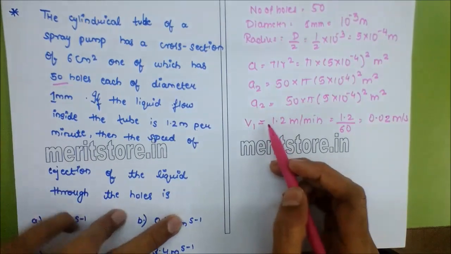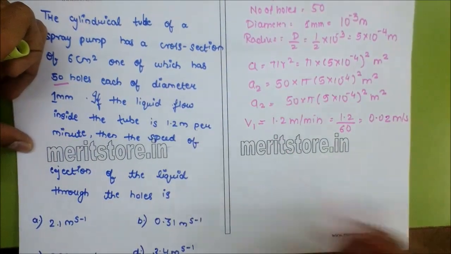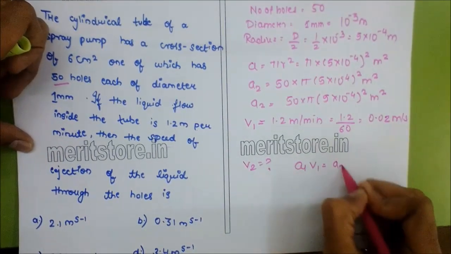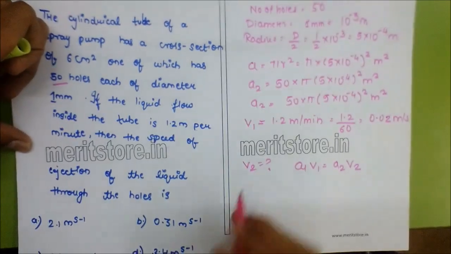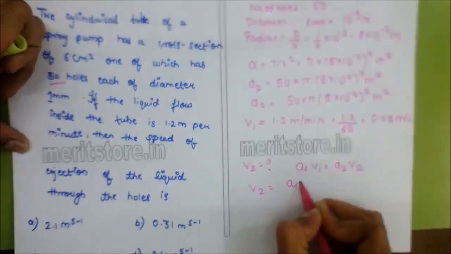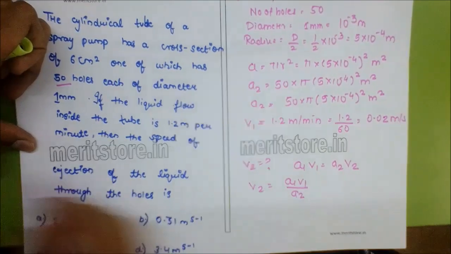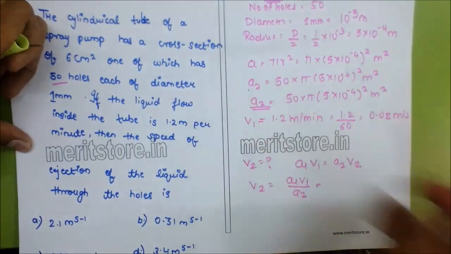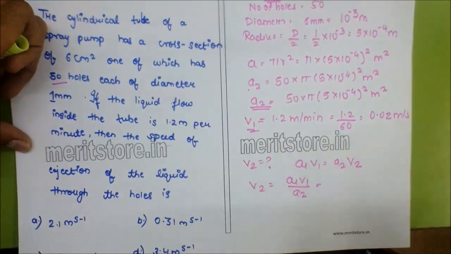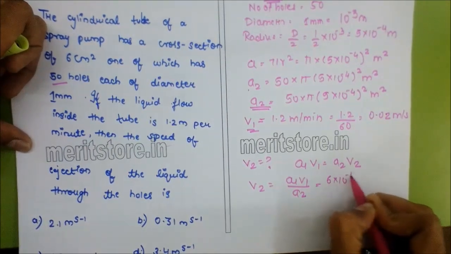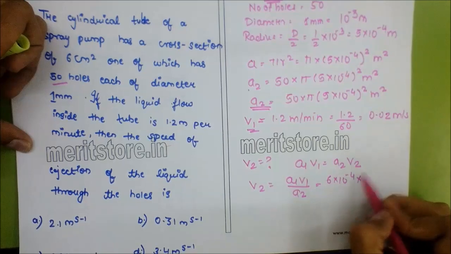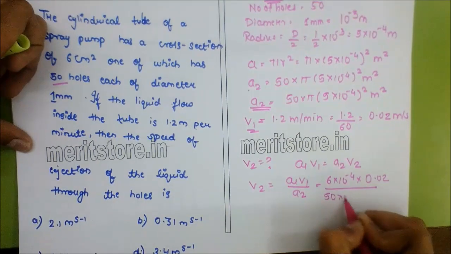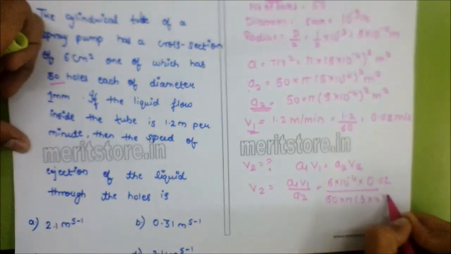Now we need to find the speed of ejection of the liquid through the holes. So v2 we need to calculate. We have the formula A1 v1 equals A2 v2. We need to find out v2. So the formula becomes v2 equals A1 v1 upon A2. So we'll put in all the values. We have A1 here, we have A2 here, we have v1 here. So A1 becomes 6 into 10 raised to minus 4, into v1 which is 0.02, upon A2, which is again 50 into pi into 5 into 10 raised to minus 4 square.